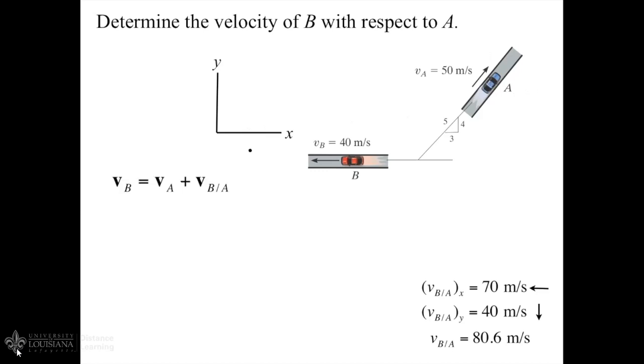We can now apply our key equation. What I find most efficient is to show each of these terms graphically first, and then resolve it into components. So I'll begin by writing this term. We know its magnitude, which of course is 40, and we know its direction. It goes to the left. We set it equal to v of A, and we know that as well. It's a vector that goes up this way at 50, and its direction is on a 3, 4, 5 slope.